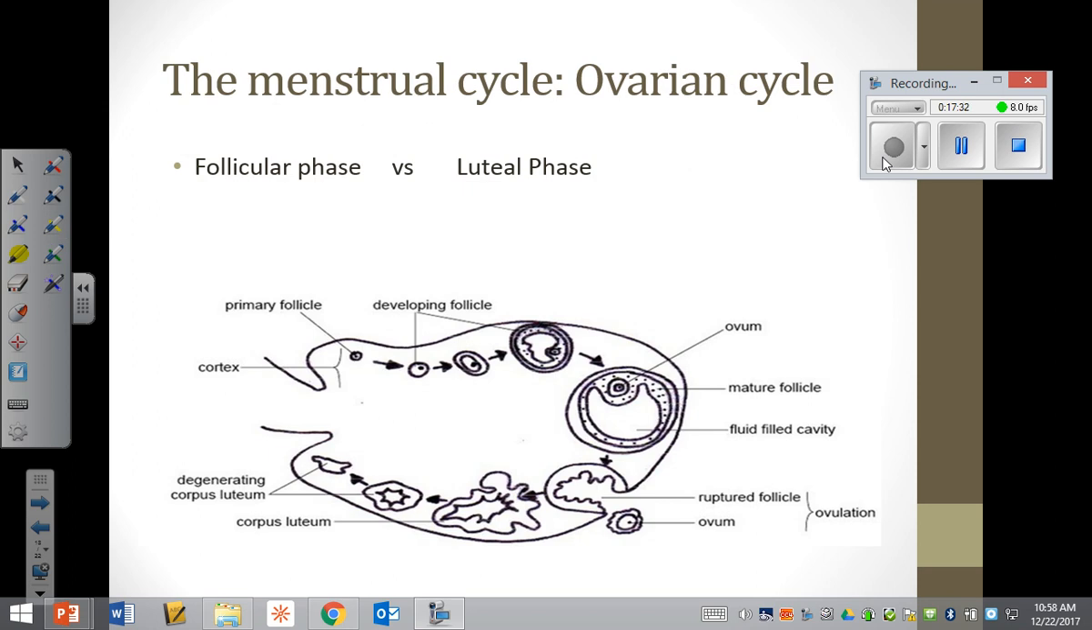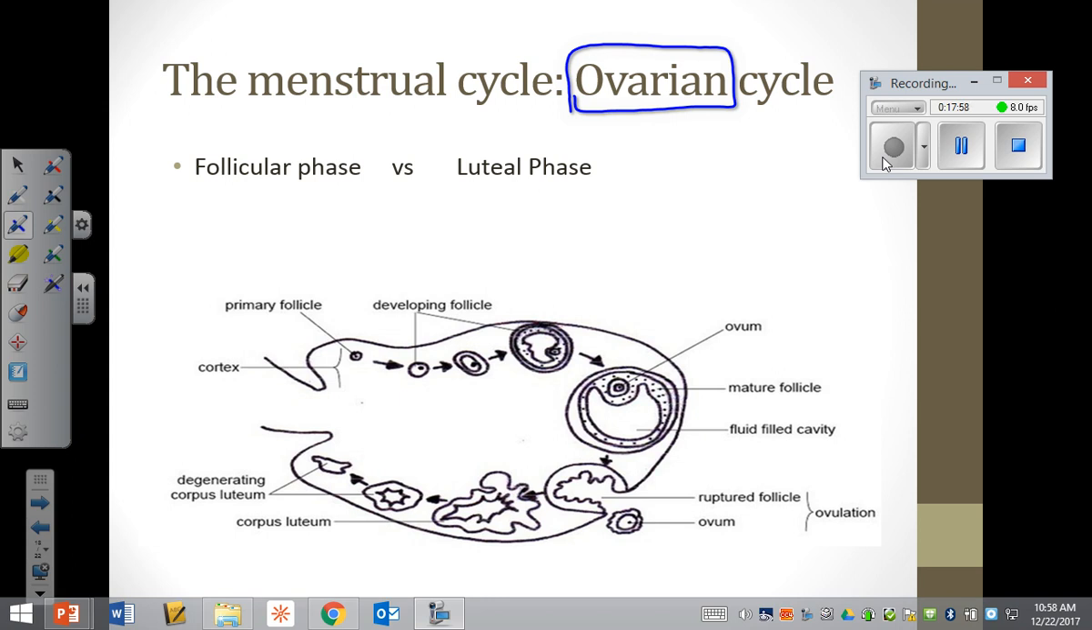So we're talking about the menstrual cycle, and there are two parts to the menstrual cycle. The first is what is happening in the ovary, so it's called the ovarian part of the cycle. And then we'll talk on the next slide about what's happening in the uterus. So there are two structures that are important to us here.